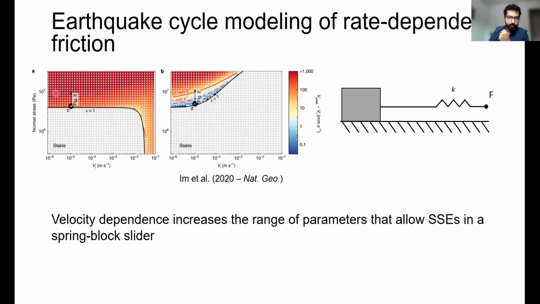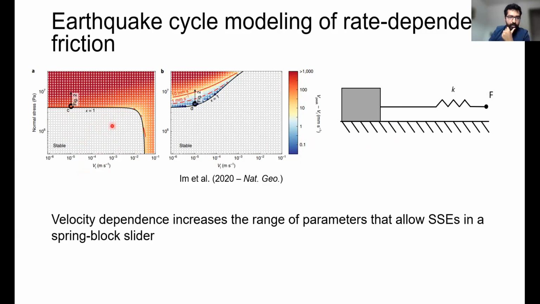In the case on the left, you have constant frictional parameters. So A minus B and D sub C are constant versus velocity. And each of these white dots represents one numerical simulation on this type of Hookean fully elastic spring block slider. Deep red means that the instability, or the lab earthquake stick slip velocity, is high, and the blues mean that the velocity is low, approaching slow slip rates.